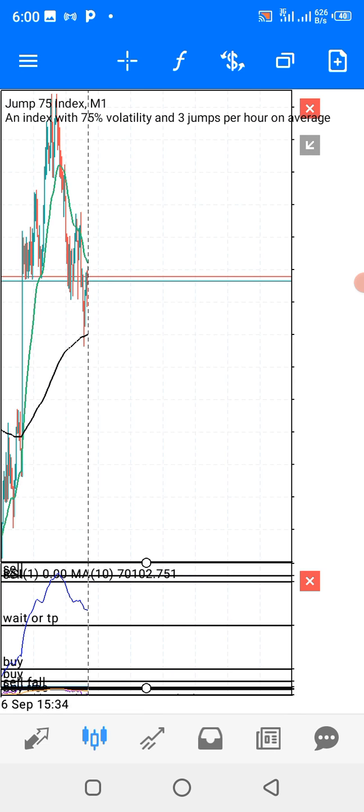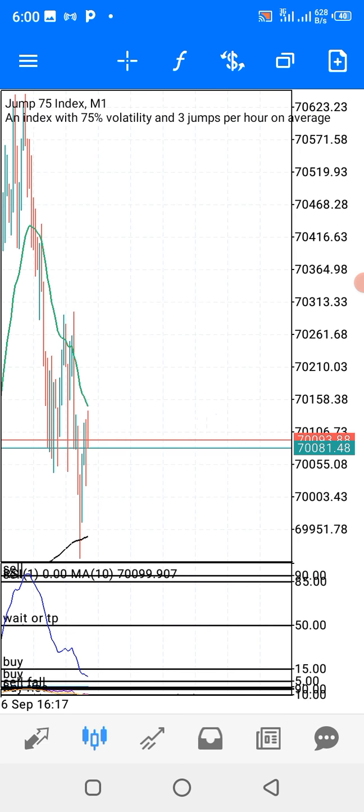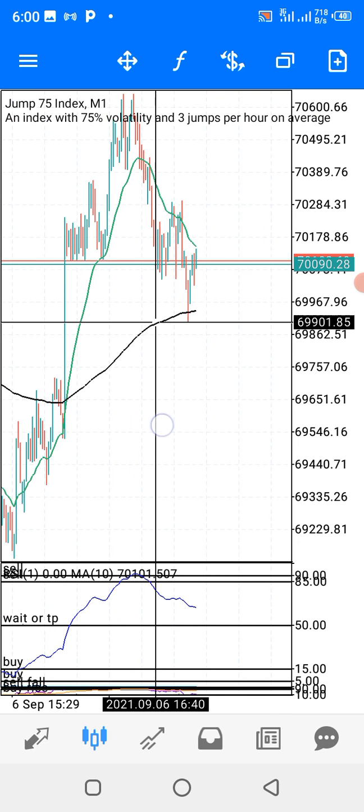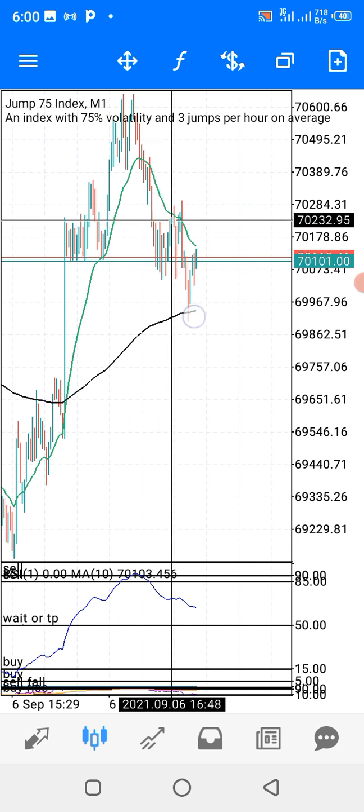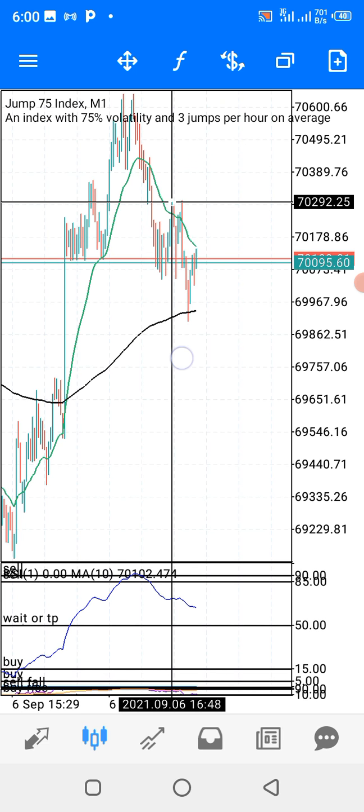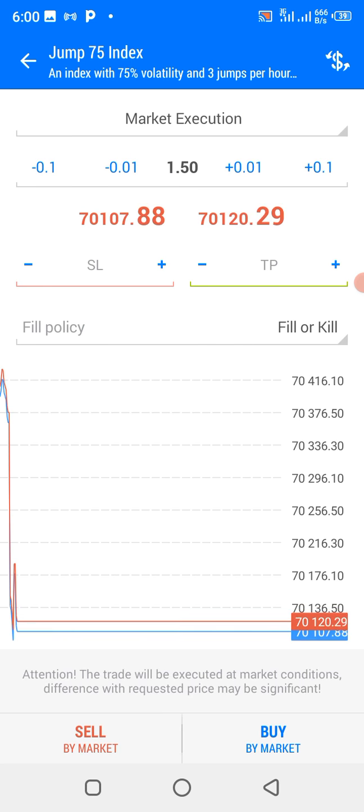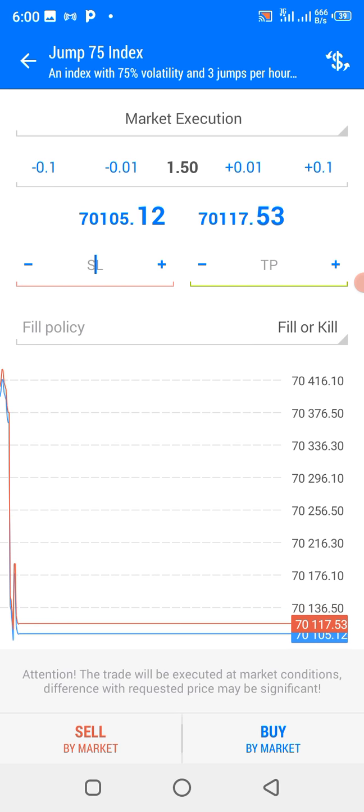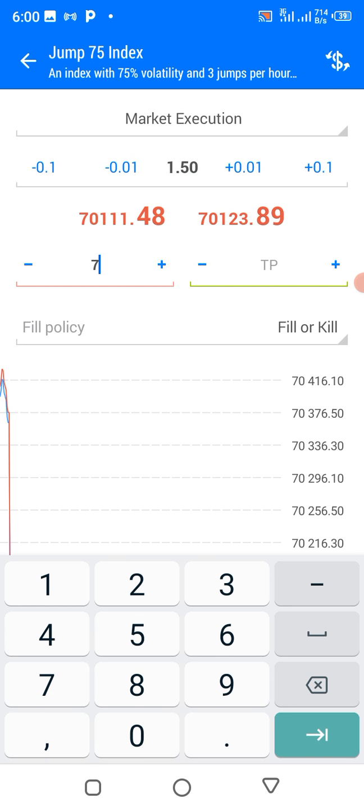I was supposed to have taken this trade, followed this retracement here, placed my stop loss there and sold, but it's not too late. I'm going to place my stop loss at that level, 72.92, and I'm going to sell.